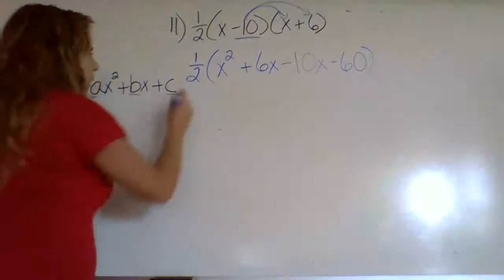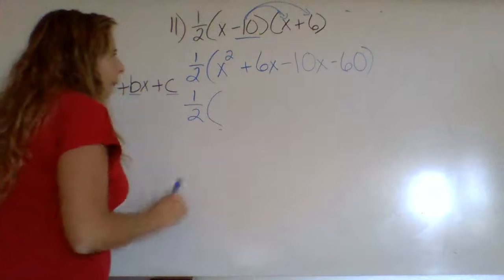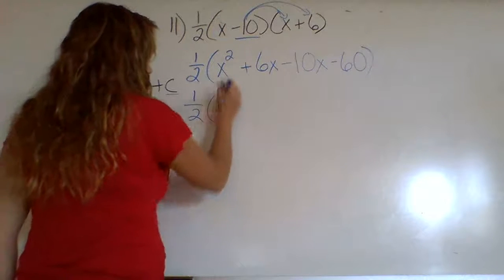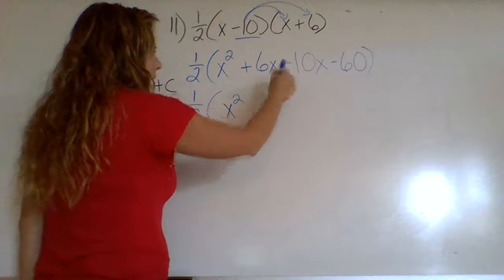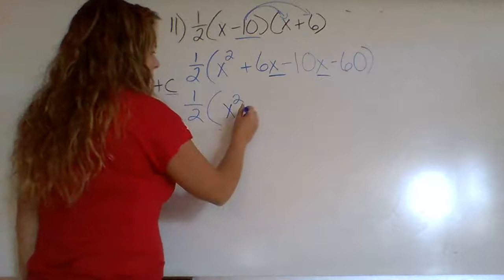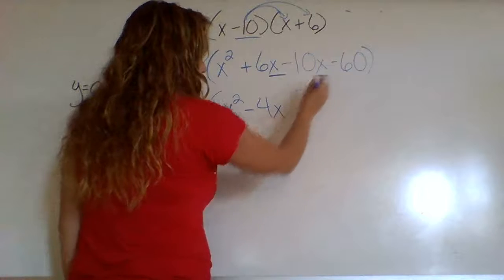Once again, I'm going to leave my 1/2 on the outside. Not ready for it yet. I'm going to combine my like terms. So I have x squared, 6x minus 10x. They both have an x, so I can combine them together. That is negative 4x, and then negative 60.